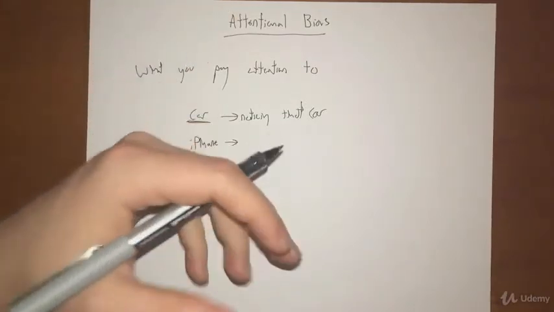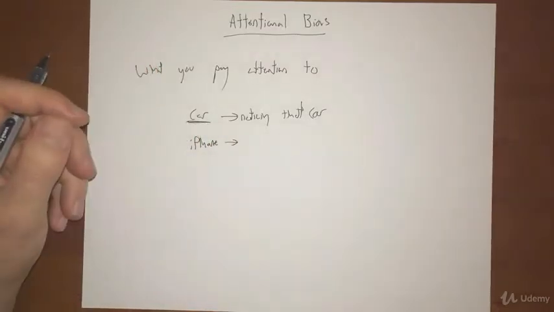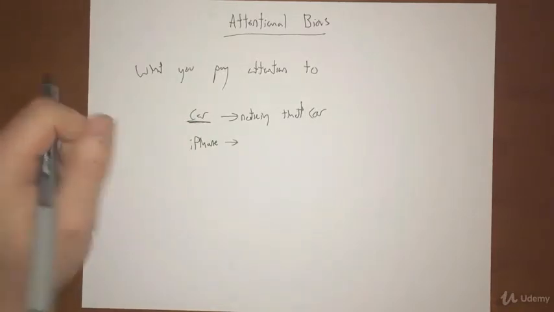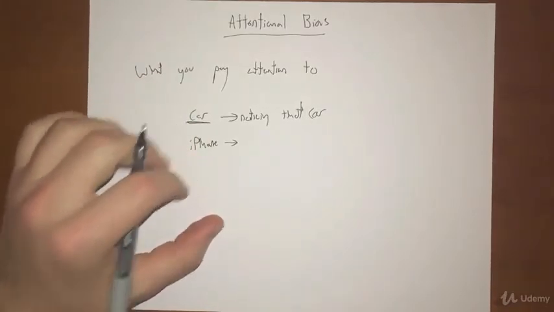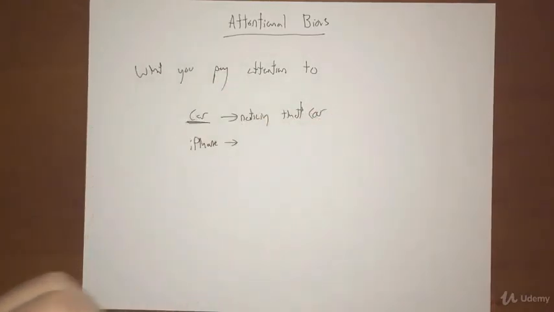So if you're not paying attention to something, then you're ignoring it, and ignoring certain things will bias the information that comes in in a systematic way. So that's attentional bias, that has to do with only paying attention to certain things and not others.